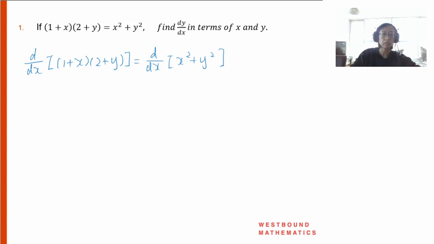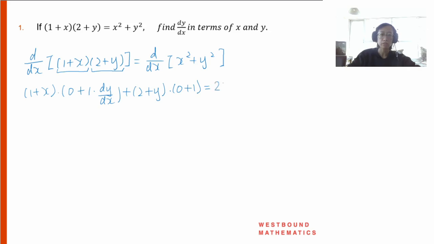Looking at the left-hand side of our equation, I can see that this is the product of two functions. So 1 plus x is my first function, and 2 plus y is my second function. So I know that I need to apply the product rule. Let's copy down the first function, and then differentiate the second one. So 0 plus 1 times dy/dx. And then I copy down the second function, which is 2 plus y, and times it by the derivative of the first function.